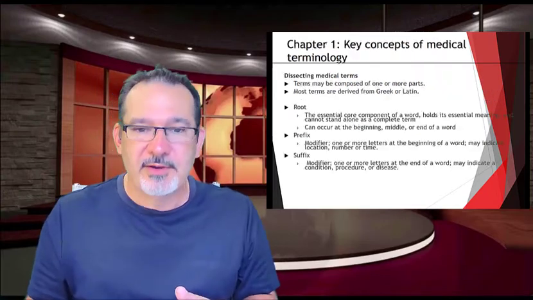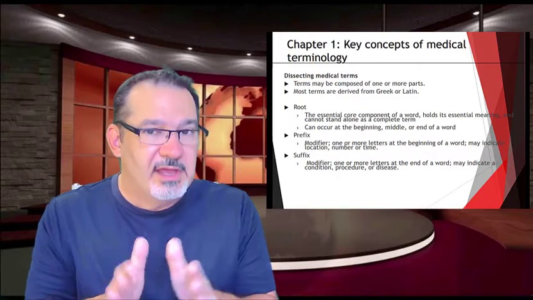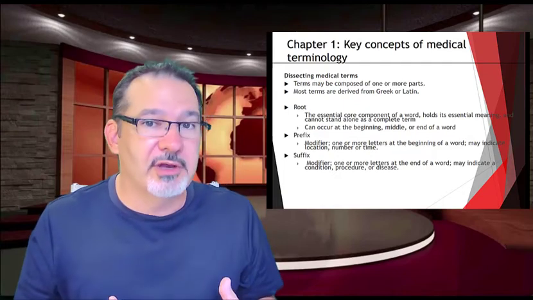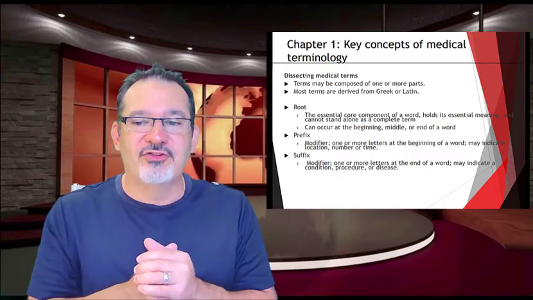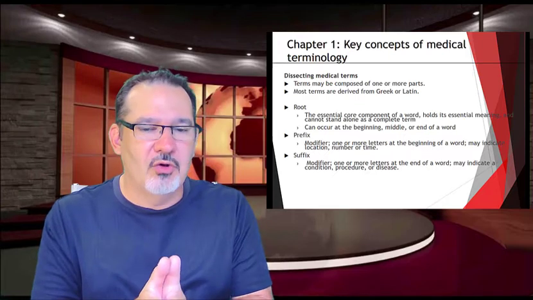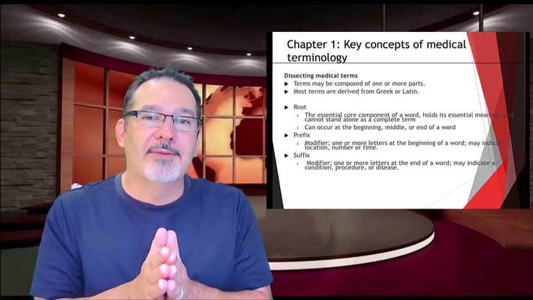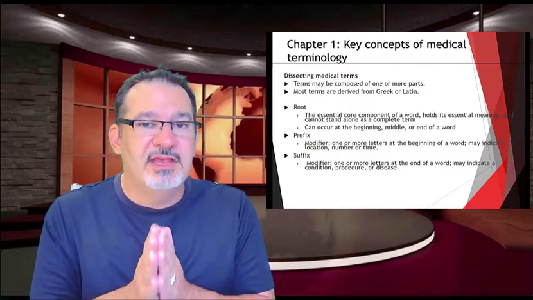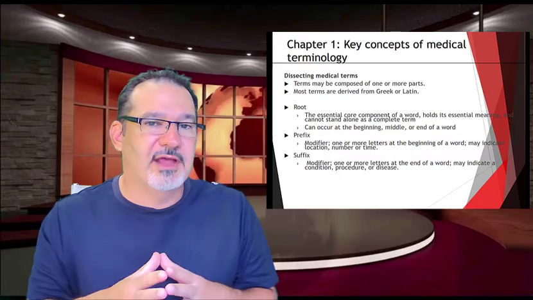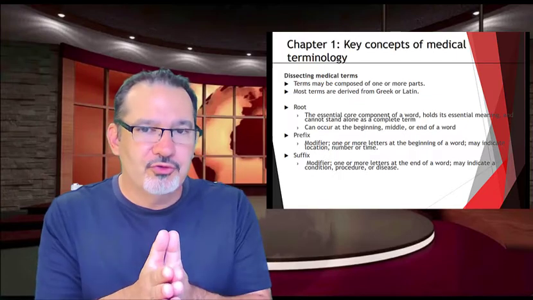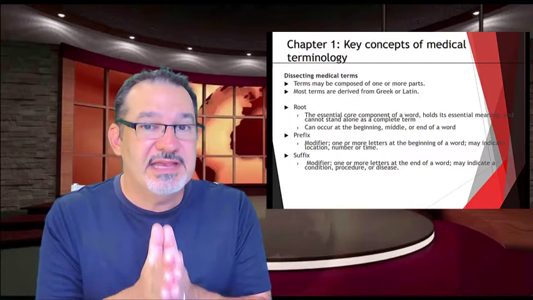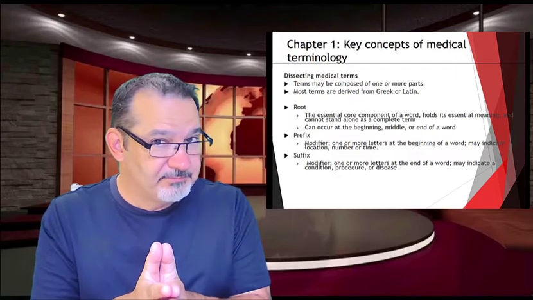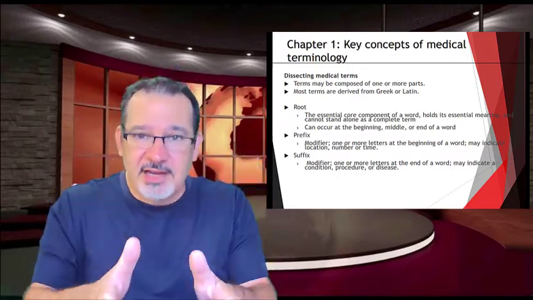The first one is called a root. Every medical term has a root. The root is the core component of the word, okay? And it holds its essential meaning and cannot stand alone as a complete term. So a good one, I think your first example here is going to be hematology. Hematology has 2 parts and a combining vowel. The root of hematology is hemat. Hemat, H-E-M-A-T, means blood. It always means blood, okay?